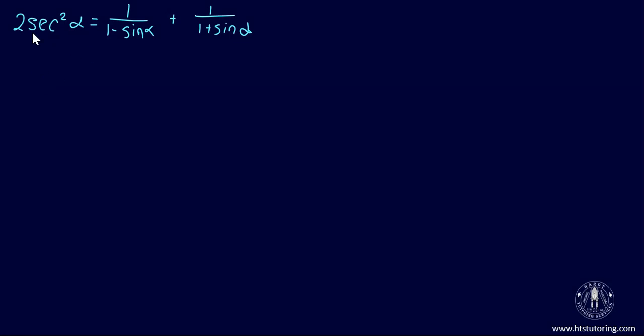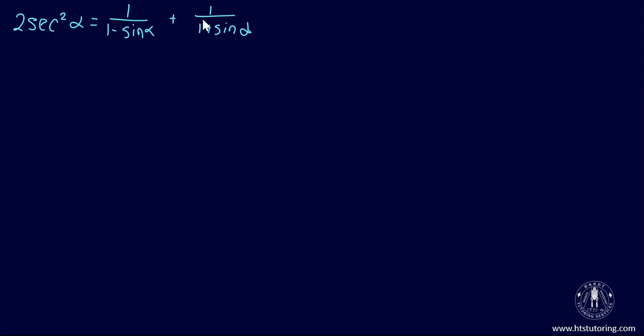This example is also asking us to verify this trigonometric identity. So we've got 2 secant squared alpha equals 1 over 1 minus sine alpha plus 1 over 1 plus sine alpha. This side only has a secant squared alpha and a 2. I'm going to leave that alone. That's pretty basic.